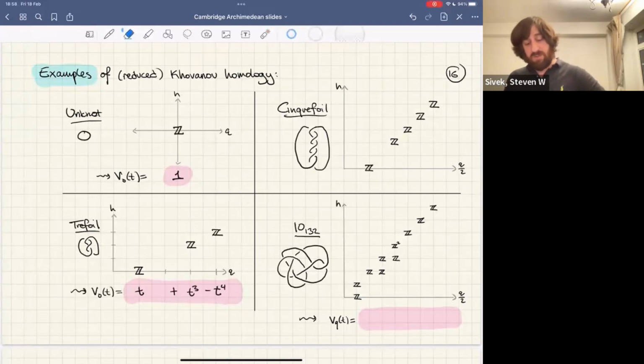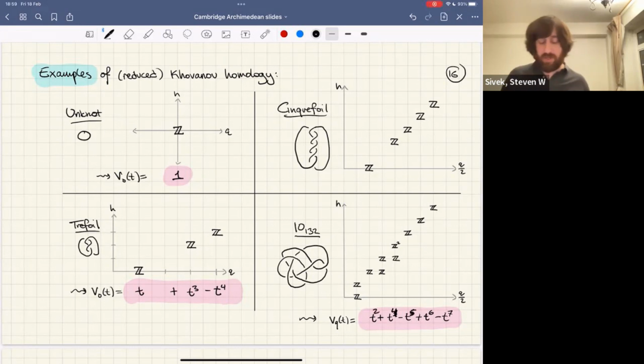You can do the same thing for the cinquefoil, this knot here that we've seen in maybe slightly different form. It's got rank 5 in the gradings I've plotted here. And here's a more complicated knot that has the name 10132 in standard knot tabulations. And the Khovanov homology of this is a lot bigger. It's got a lot of copies of the integers, but it turns out that it's got the same Jones polynomial as the cinquefoil. So this would be T plus T to the 4th minus T to the 5th plus T to the 6th minus T 7th. No, that should be T squared. That's what I did wrong. Okay, great. The point being, these two knots have the same Jones polynomial.